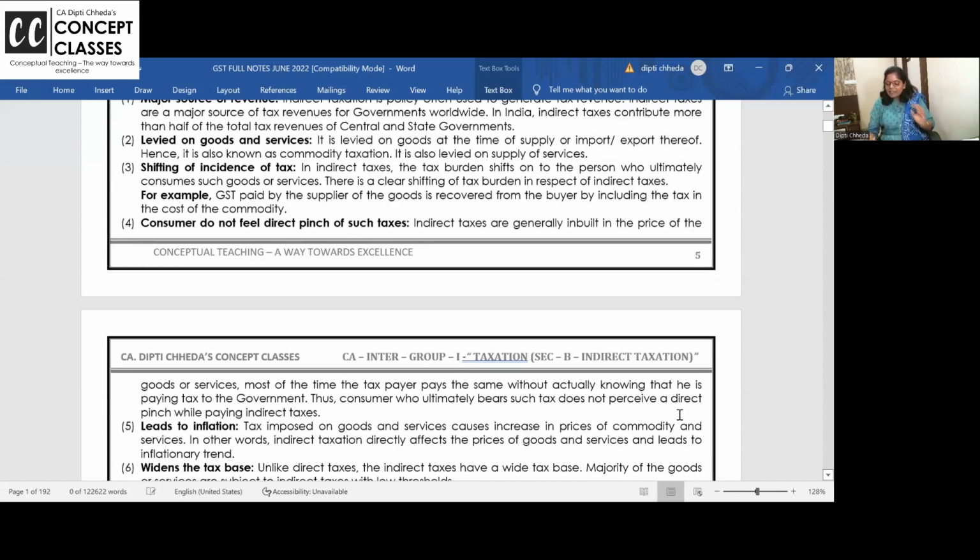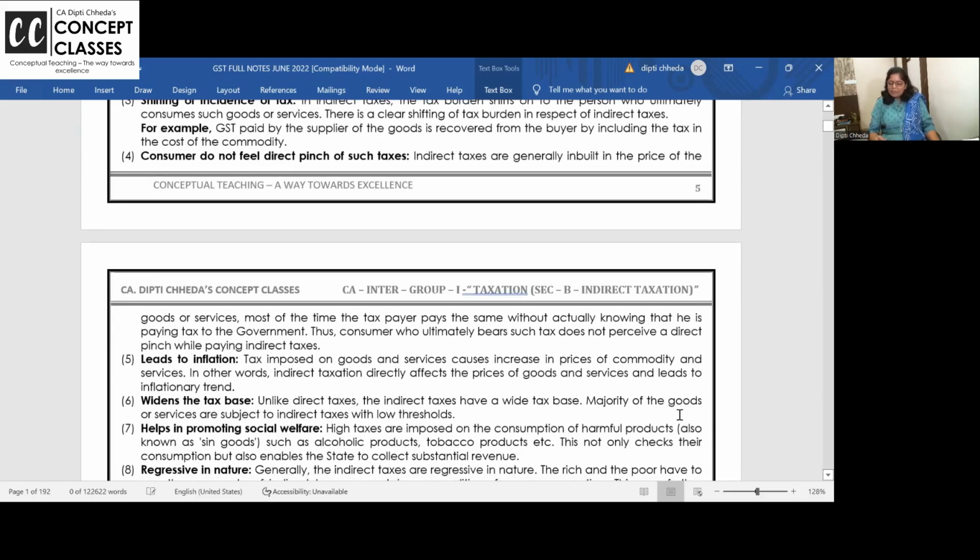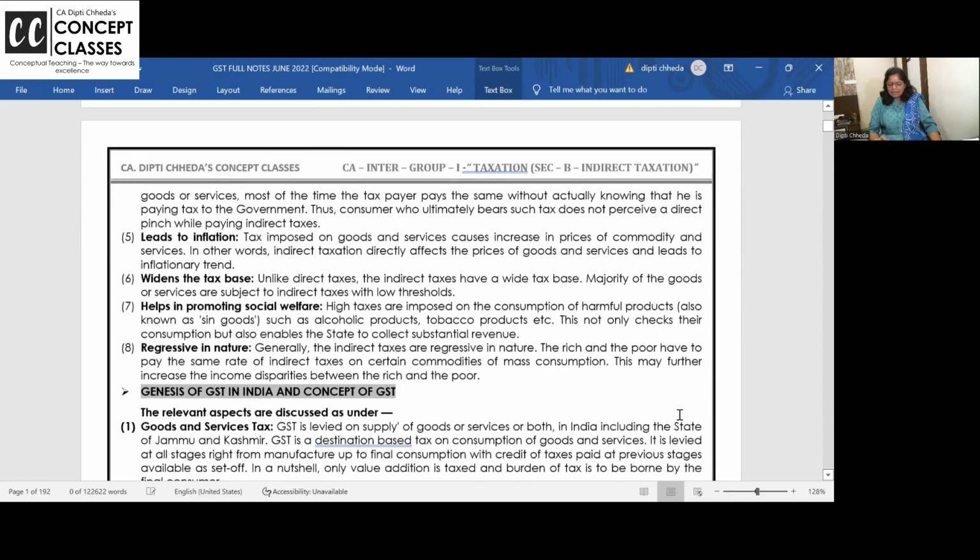Shifting of the incidence. Indirect taxes, the burden is shifted from one person to another. Yes or no? You pay this much, you pay this much, whatever value addition you do. So that's why it is also called a multiple point tax. Consumers do not feel the pinch of such taxes. Yes. They are paying it, but it's all inclusive. So the end users don't know how much tax they are paying.